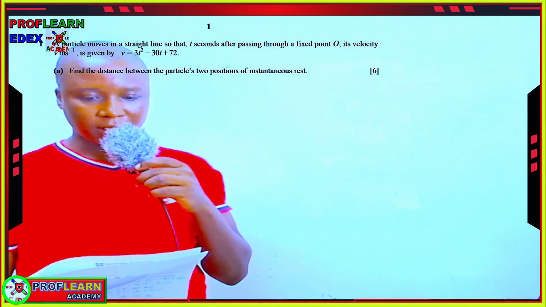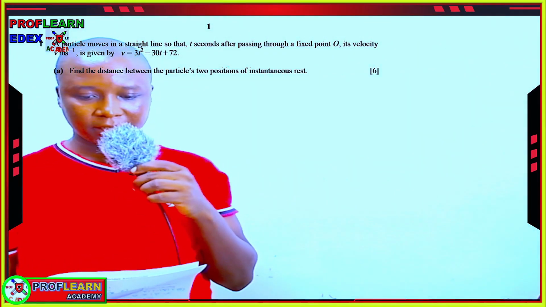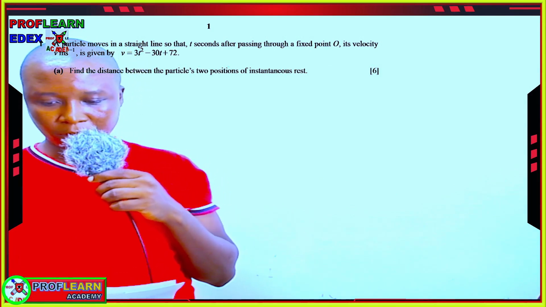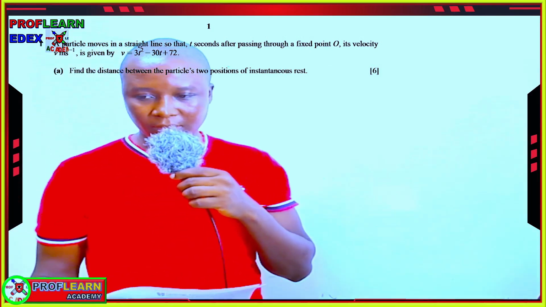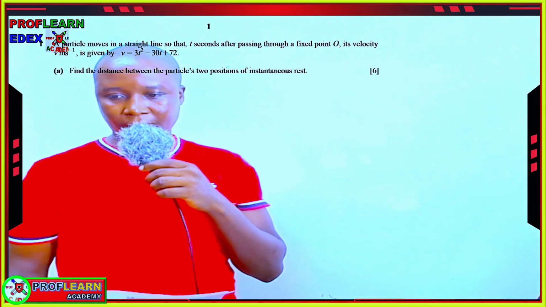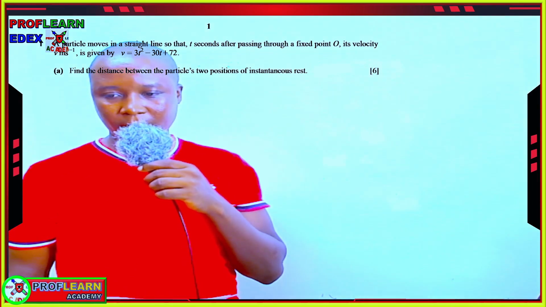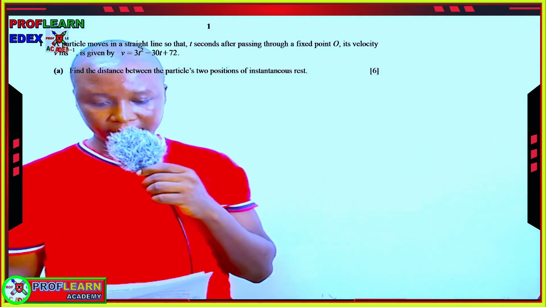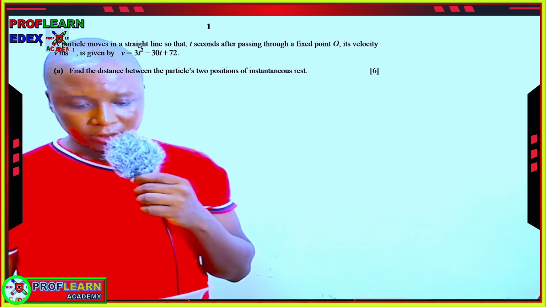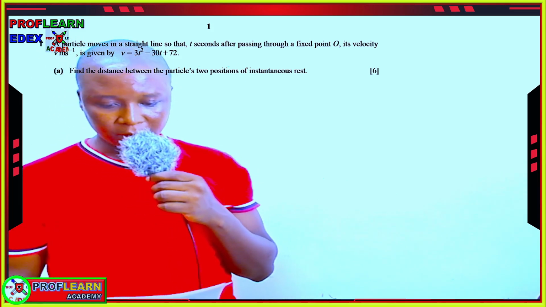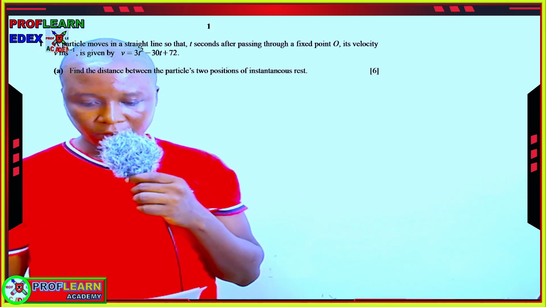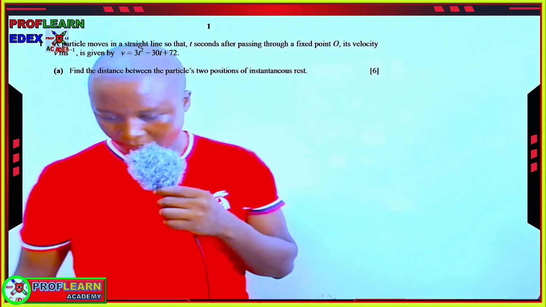A particle moves in a straight line so that t seconds after passing through a fixed point O, its velocity is given by v = t² − 30t + 72. Then we're supposed to find the distance between the particle's two positions of instantaneous rest.